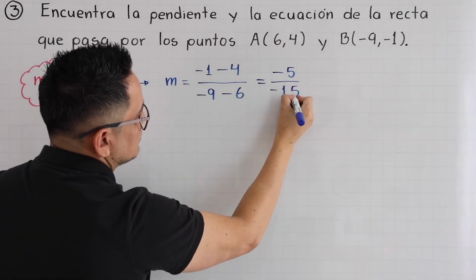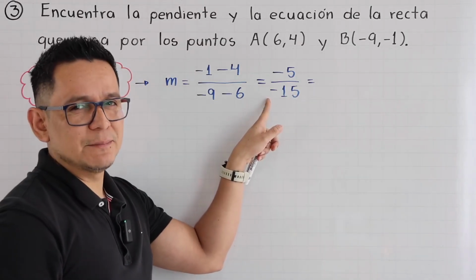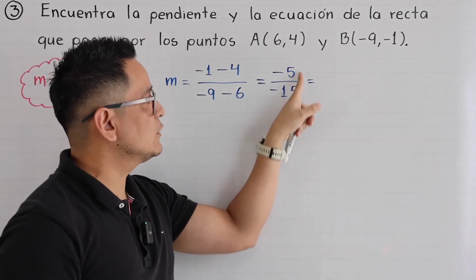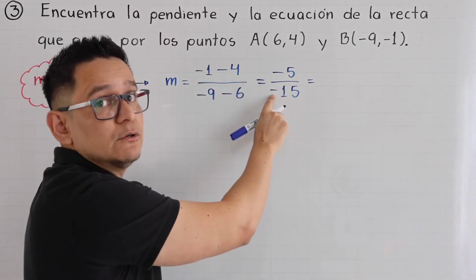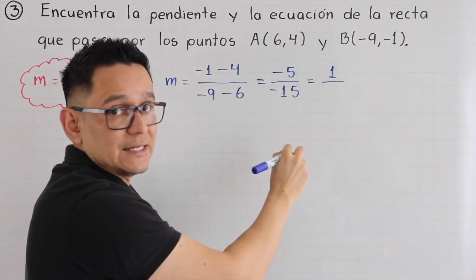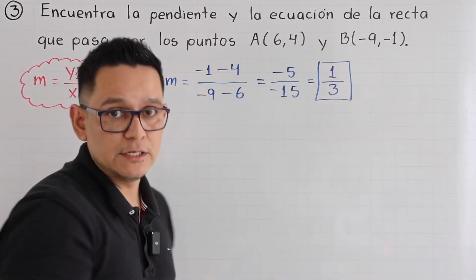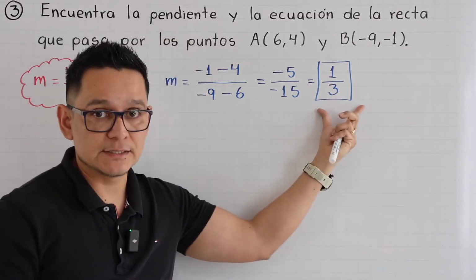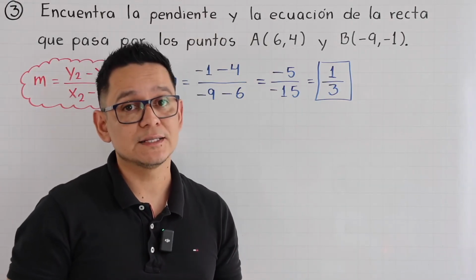Now, this fraction can be simplified, right? And we can also see that we have minus divided by minus, and minus divided by minus is plus. So actually, the slope will be positive. Now this 5 and this 15 are both divisible by 5. Therefore, I have minus divided by minus, which is plus. Then 5 divided by 5 gives me 1, and 15 divided by 5 gives me 3. So the slope will be 1/3. Done. We have this now. They were asking us to find the slope. That's it.